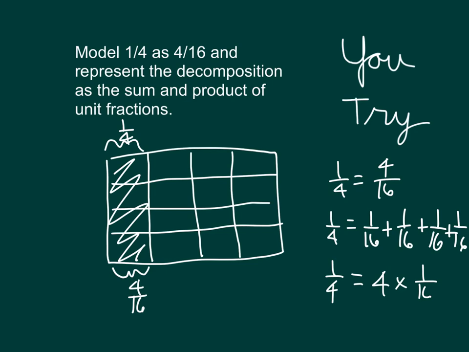So, to just go over this one last time, when we were looking at modeling 1/4, we did draw that area model to divide it into 4 parts by drawing those vertical lines. And then, it depended on what we were looking at. So for instance, if we were only going from 1/4 to 2/8, we would have only drawn one horizontal line. To go from 1/4 to 3/12, we would have drawn two horizontal lines. In this case, we drew three horizontal lines so that we could divide this into 16ths, going from 4 to 16. And we also wrote those as not only the sum and product of unit fractions.